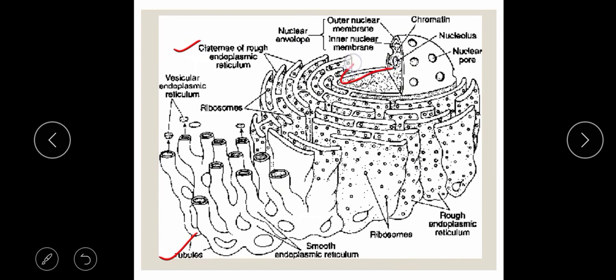The nuclear membrane extends and forms the rough endoplasmic reticulum, and these are called the cisternae. Then, in continuation with the rough endoplasmic reticulum, is the smooth endoplasmic reticulum, and the smooth endoplasmic reticulum is made up of tubules.